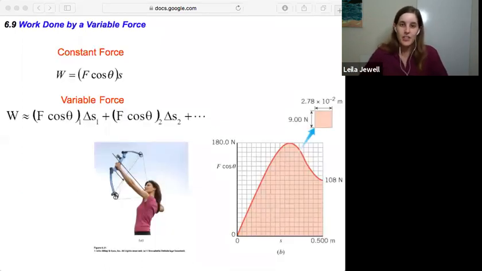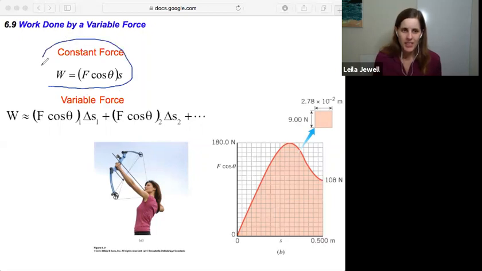The very last section, 6.9, is the work done by a variable force. So we've previously looked at the work done by a constant force, and 90% of the work that we consider will be done by a constant force. So you don't have to worry too much about that. You're going to think about this equation most of the time.